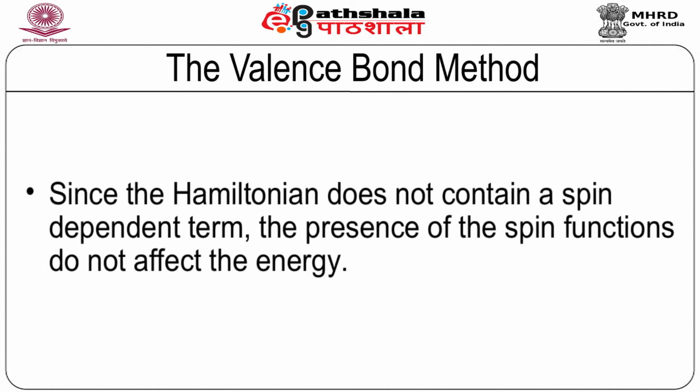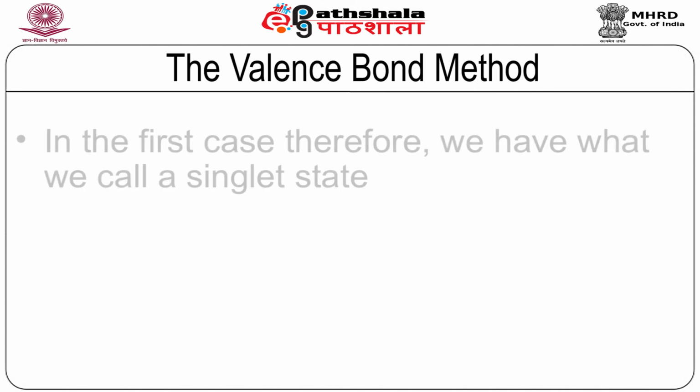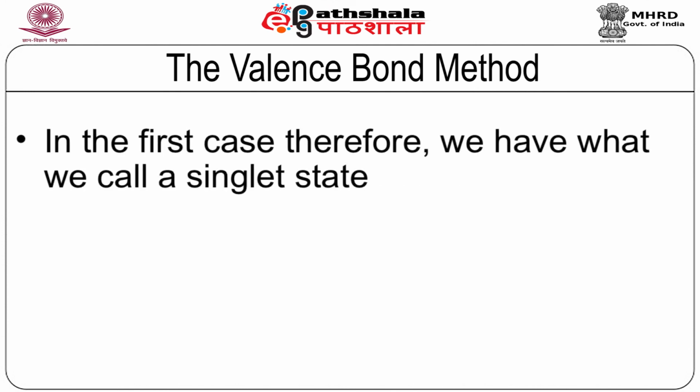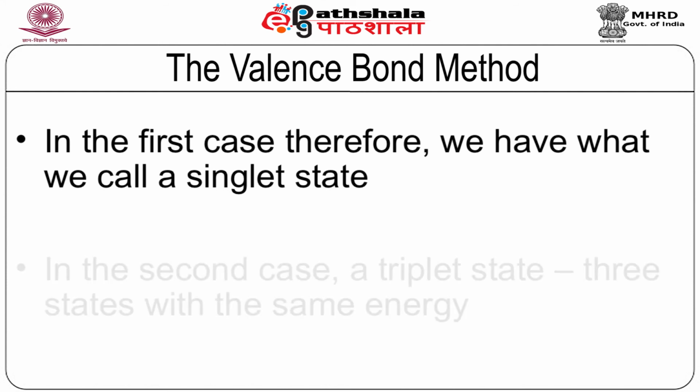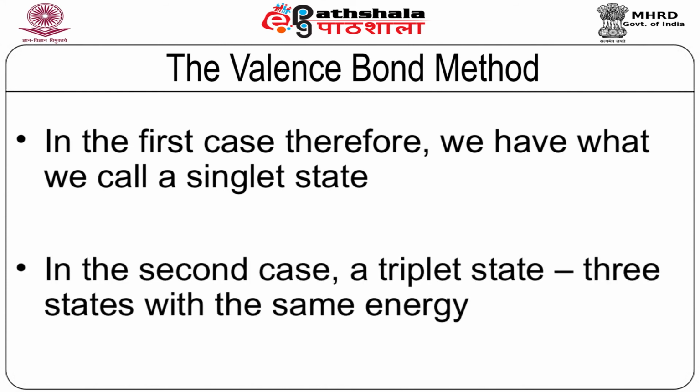Since the Hamiltonian does not contain a spin-dependent term, the presence of the spin functions does not affect the energy. In the first case, therefore, we have what we call a singlet state. In the second case, a triplet state, there are 3 states with the same energy.